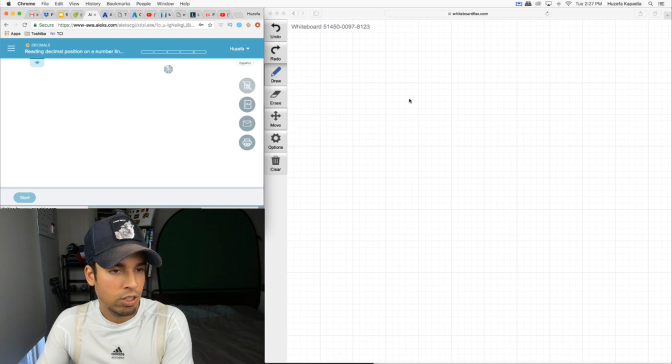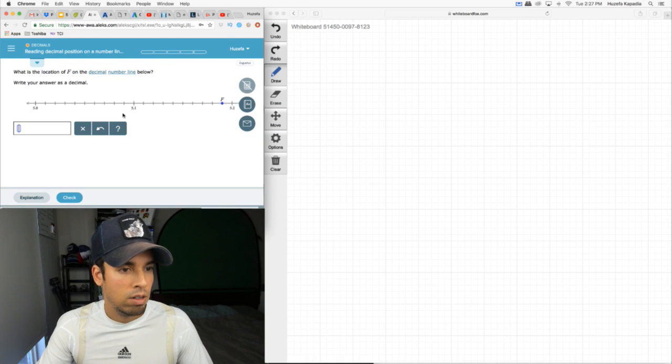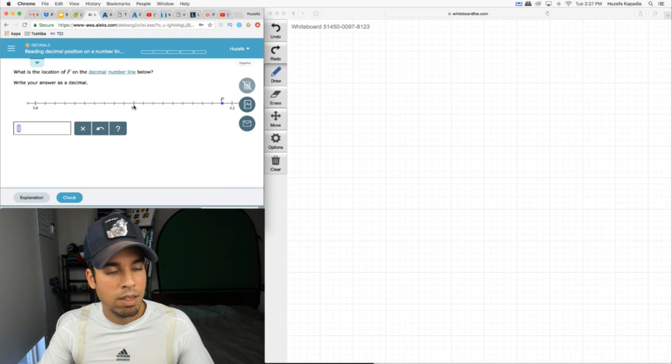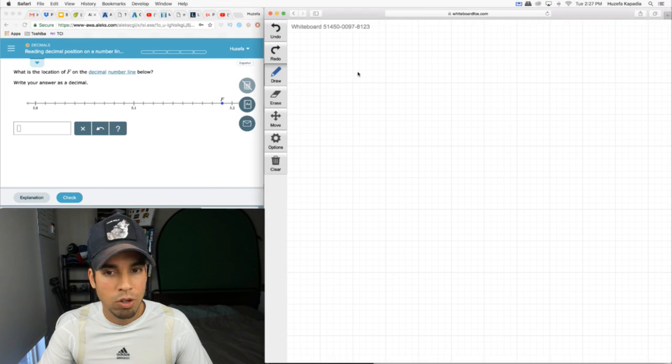Reading decimal position on a number line. All right. And now this is getting crazy. So this is into hundredths, because look what's going on. They've taken each of these 10. This is 5.1 to 5.2, and they split that up into 10 spots. So let me show you what this is going to look like.